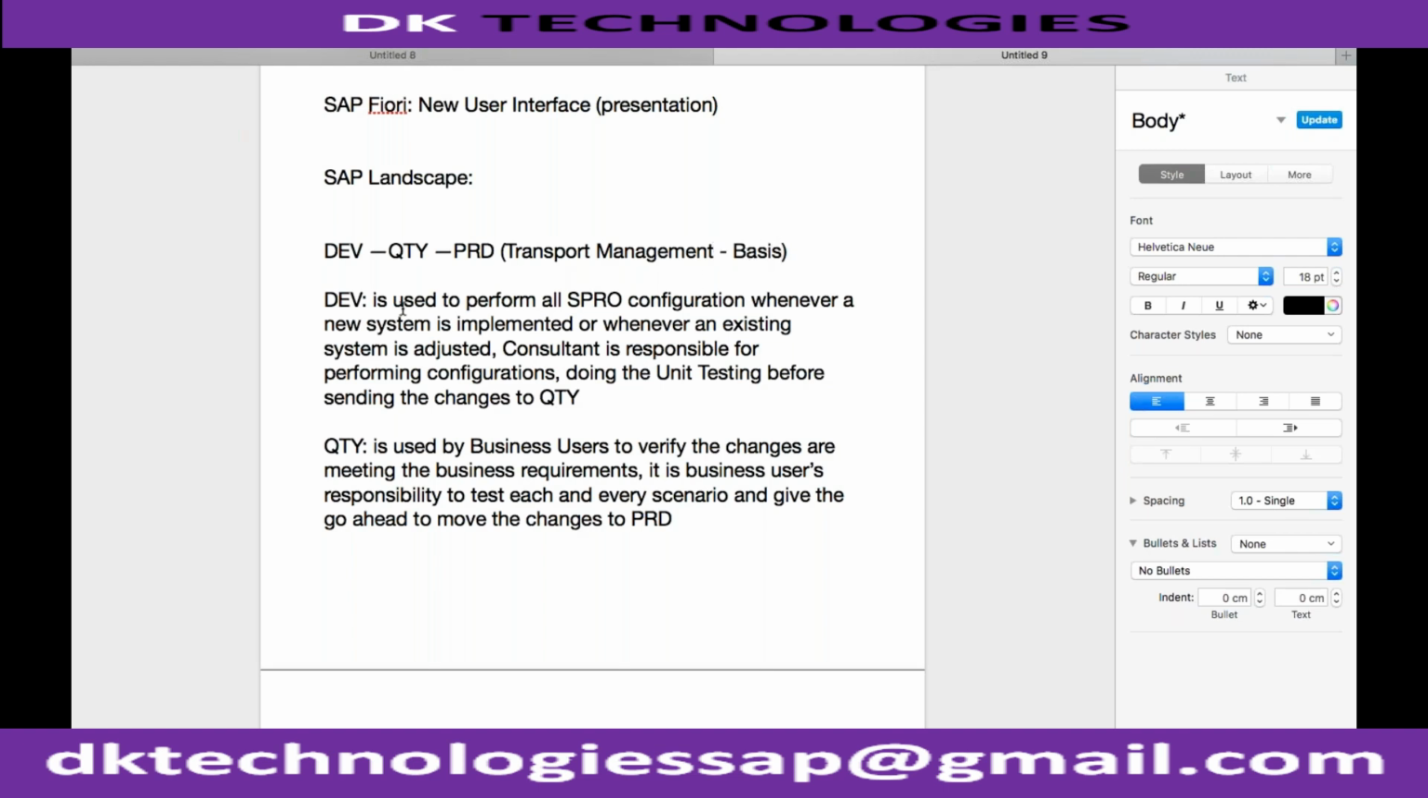As a functional consultant, you will do the changes in development, you will check and verify if it is working or not. If it is working, you will go to the basis team and tell them, please move these changes from development to quality. So the development to quality movement would be done by the basis team. Same way, once it is tested in quality, and the business user has given you the go-ahead to make these changes in the production system, again the transportation management team from basis will perform the transport from quality to production.